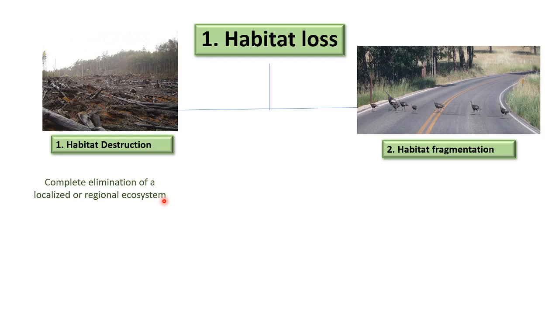Anthropogenic activities that destruct the habitat are building tall buildings, factories, or agricultural land. For that we require space, and that space comes by destruction of certain habitat. These are anthropogenic activities. And when we talk about natural activities, these are forest fires or volcanoes. All of these activities can completely destroy a regional ecosystem. Now, due to this complete elimination of a localized ecosystem, this leads to total loss of biological ecosystem residing there. By biological ecosystem, I mean all the species, all the flora and fauna residing there, it gets destructed. So this is habitat destruction.